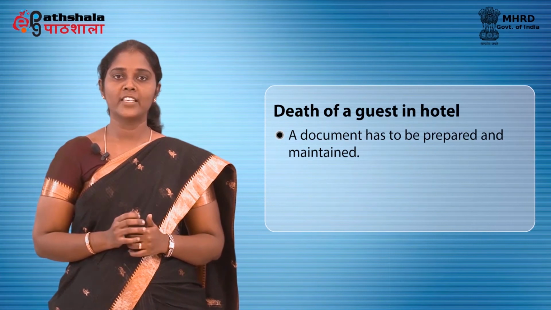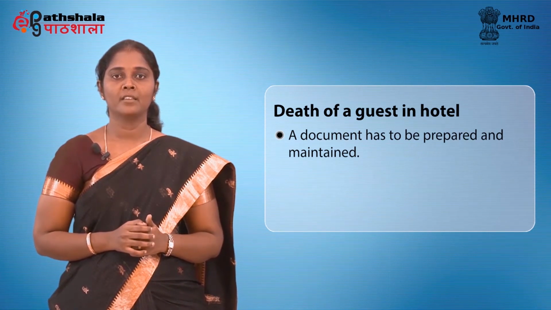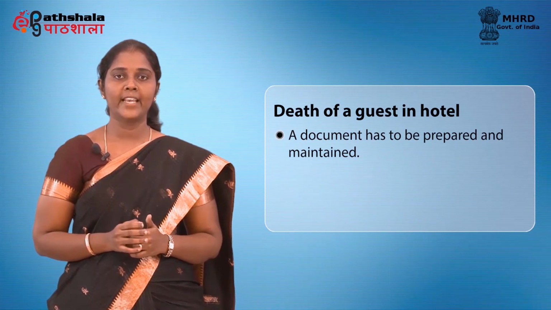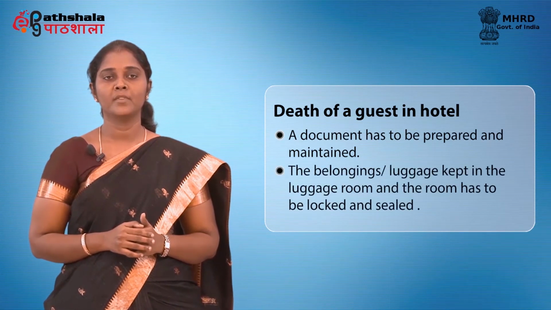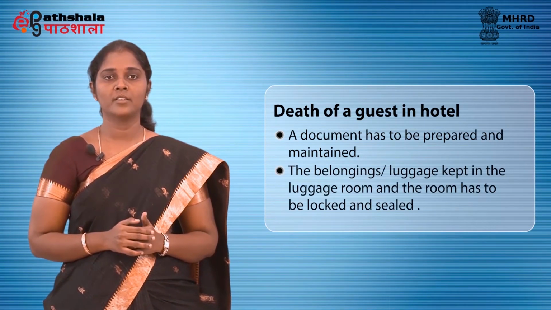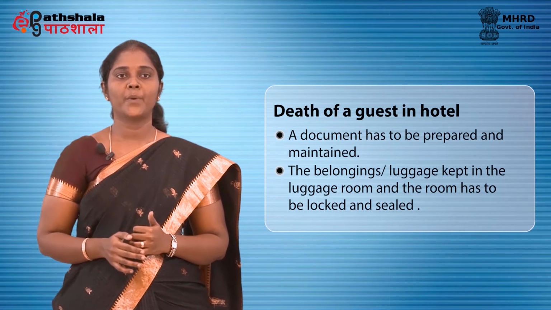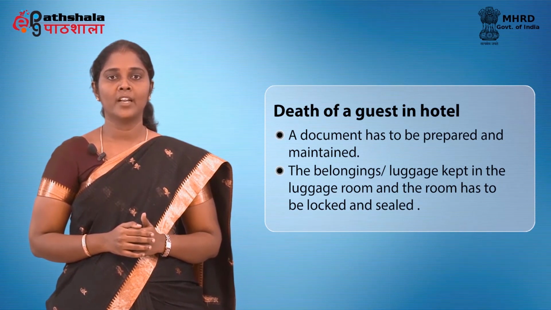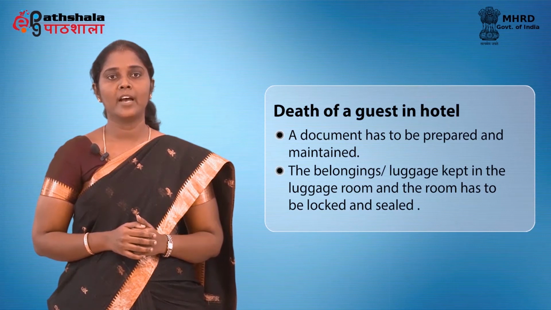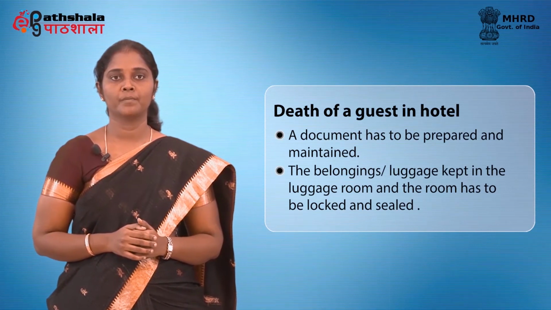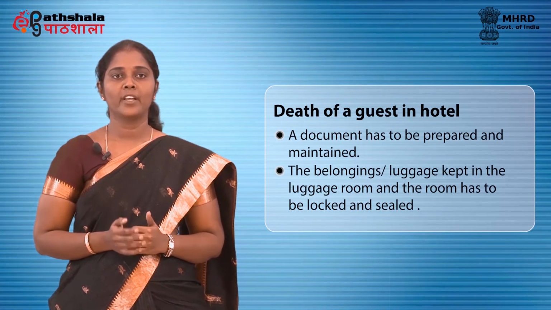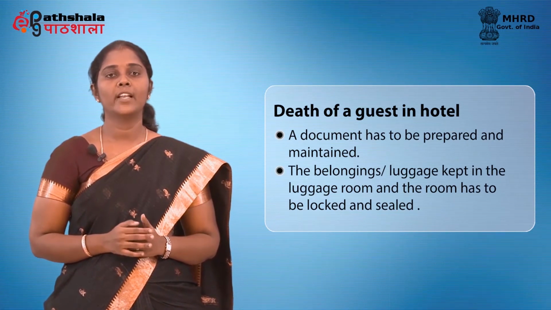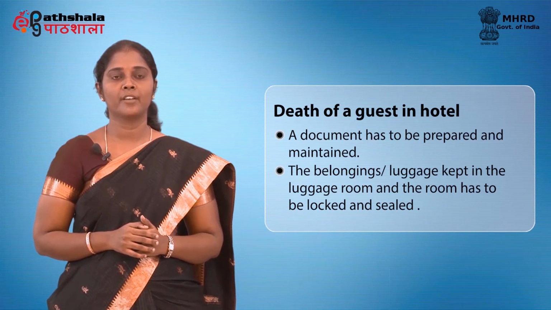A document has to be prepared and maintained with the name of the person who died, the name of the informer, the date, the time, the room number and the place of death. The belongings or the luggage list of the deceased should be prepared and kept in the luggage room, and handed over to the relatives after their arrival at the spot. The room has to be locked and sealed and can be sold again to another customer only after obtaining a clearance certificate from the police.